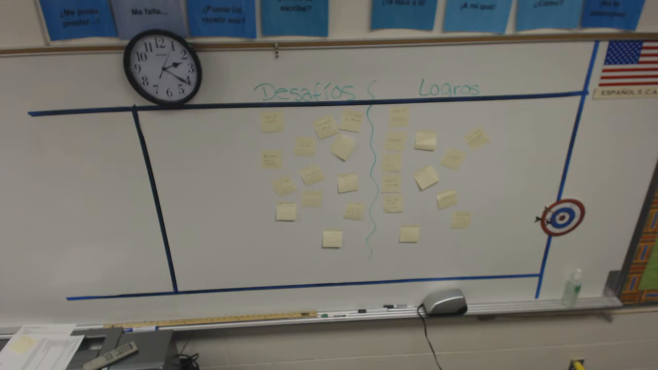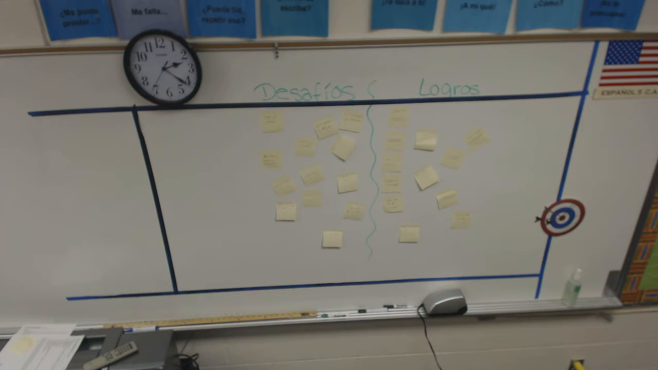Número dos, el esfuerzo necesario de lograr mis sueños fue muy grande. In English, class. The effort necessary to achieve my dreams was very great. Now we could say it was very big, but that doesn't sound as eloquent as saying it was very great. So in this case, it was very great is a better translation.